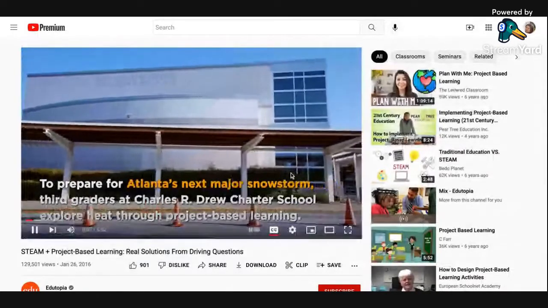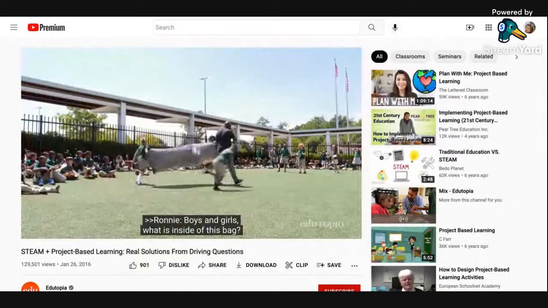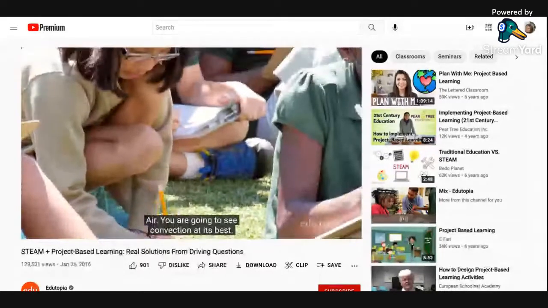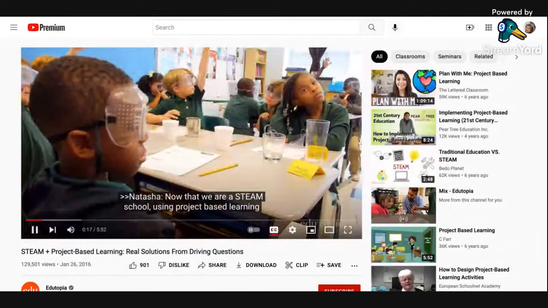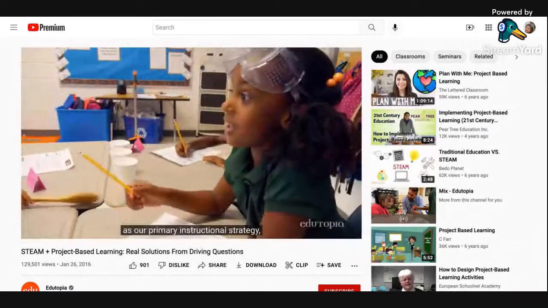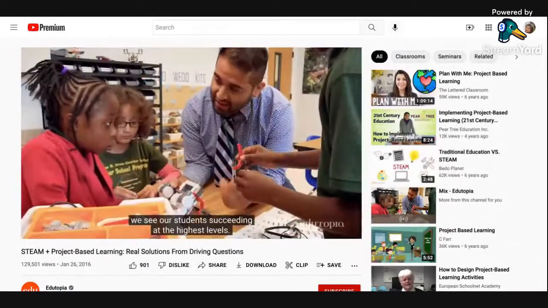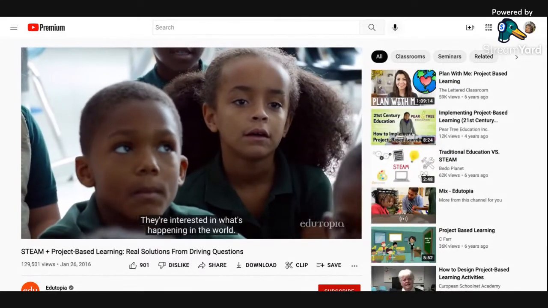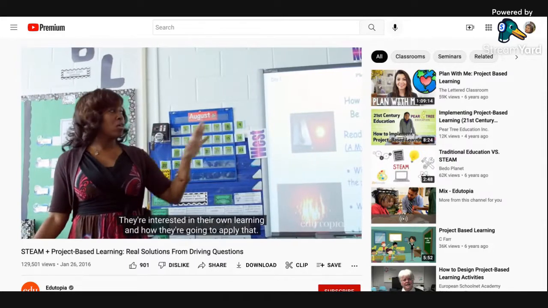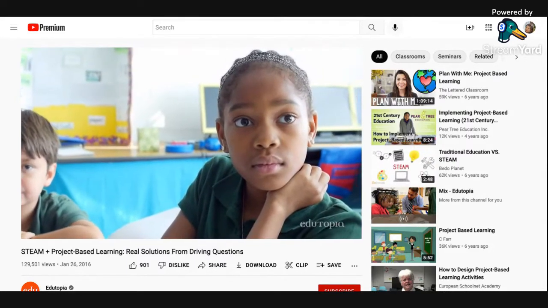Boys and girls, what is inside of this bag? Air. You are going to see convection at its best. Now that we are a STEAM school, using project-based learning as our primary instructional strategy, we see our students exceeding at the highest levels. They're interested in what's happening in the world. They're interested in their own learning and how they're going to apply that.